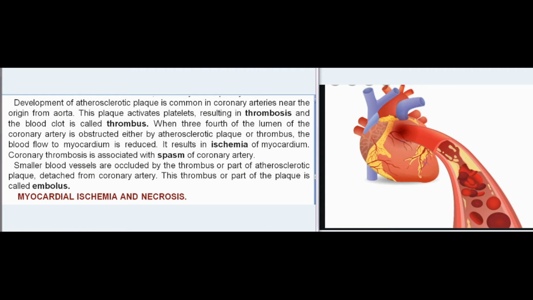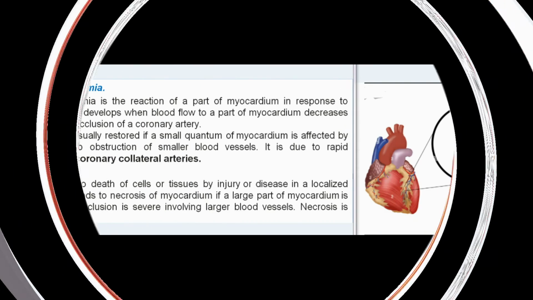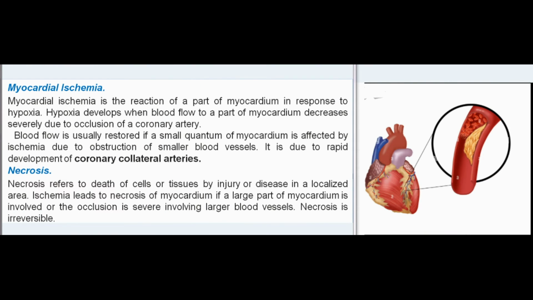This thrombus or part of the plaque is called embolus. Myocardial ischemia and necrosis. Myocardial ischemia. Myocardial ischemia is the reaction of a part of myocardium in response to hypoxia. Hypoxia develops when blood flow to a part of myocardium decreases severely due to occlusion of a coronary artery.